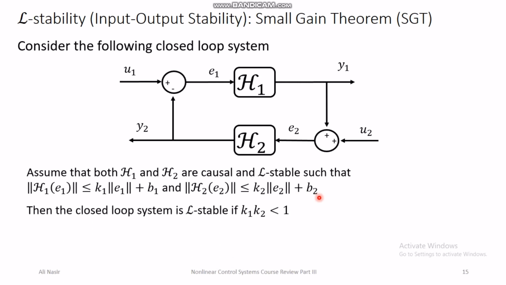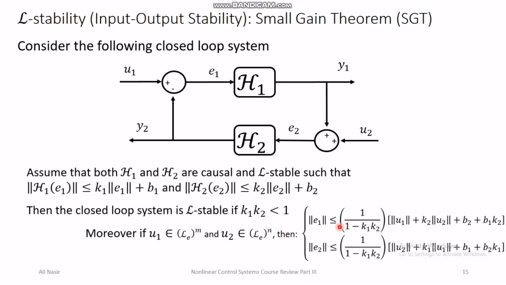Then if these are individually stable, the closed loop combination is input output stable if and only if the product of the two gains of these two stable systems is less than 1. Moreover, if u1 belongs to extended Lebesgue spaces and u2 also belongs to extended Lebesgue spaces, then you can also determine the upper bound on the outputs of the systems in terms of u1, u2 and the gains K1, K2.